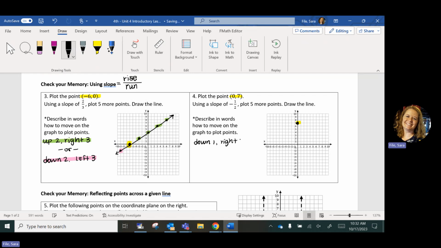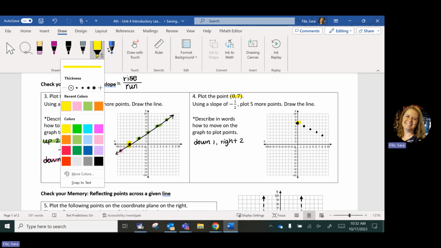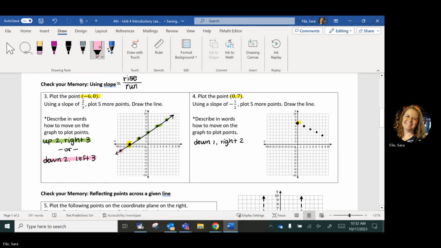Okay, so let's try that. I go down 1, right 2. Down 1, right 2. I could do that several times. And yeah, down is a negative movement and right is a positive. So a negative and a positive is a negative. If I do negative divided by positive, I get negative, which is what I wanted. It wanted a negative slope, correct? Okay, so I got all of these by doing that.